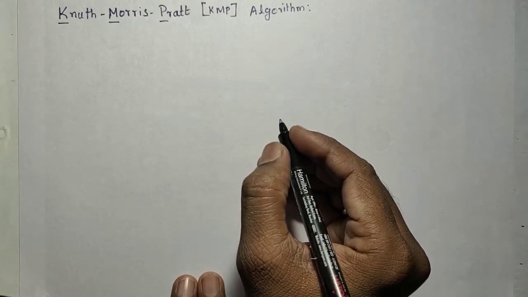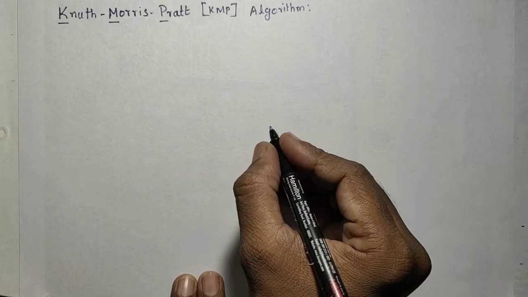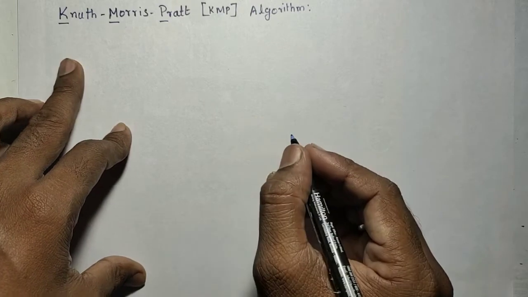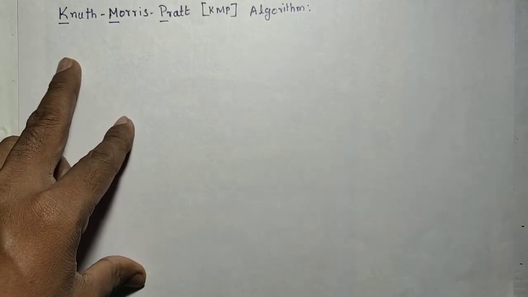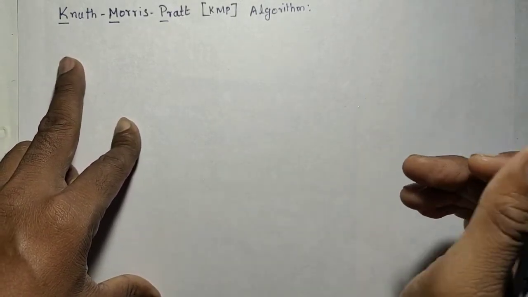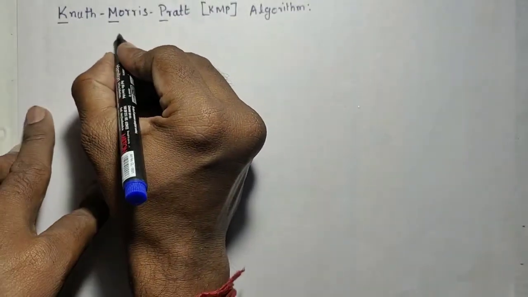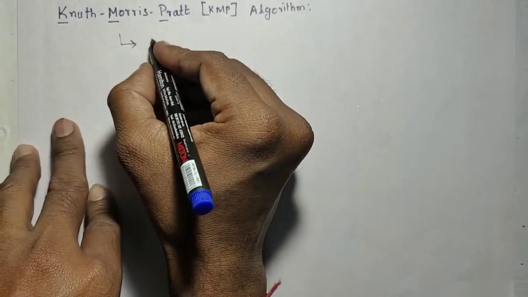In this session, we will discuss the KMP algorithm, named after its developers Knuth, Morris, and Pratt. It is another string matching algorithm. It's a pattern searching algorithm.